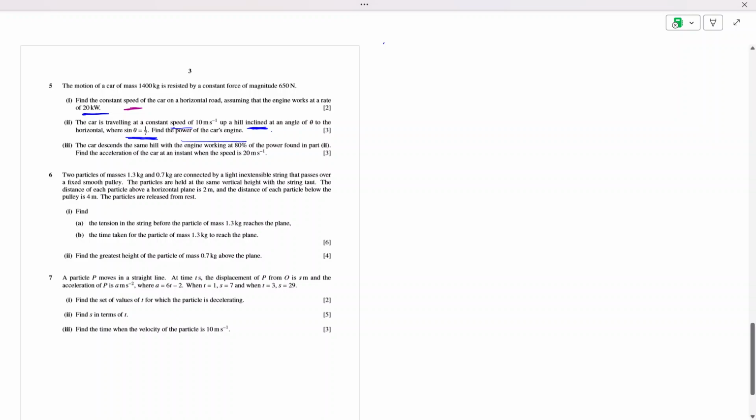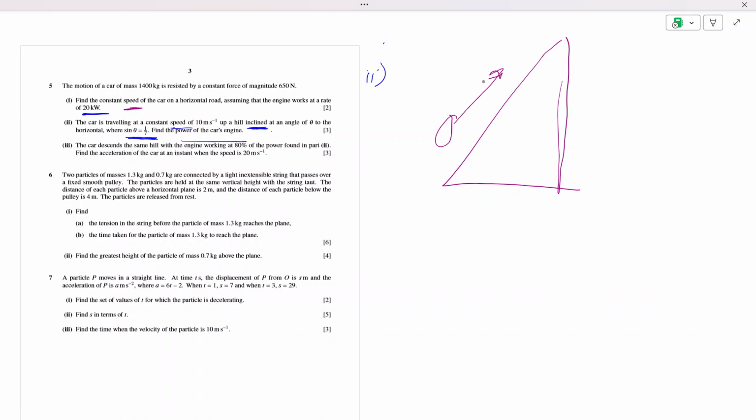Okay, I'll clear that up for the second part. Part 2, right? So this is a scenario that we now have. The triangle would look something like that, but really in the exam, I wouldn't draw the triangle. And then we have a particle moving like that, and the force is acting on the particle.